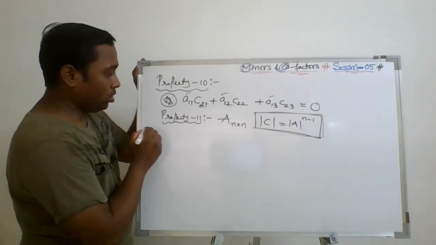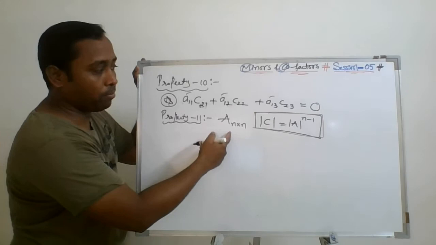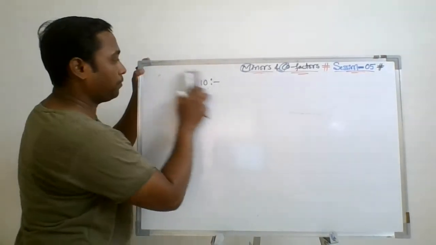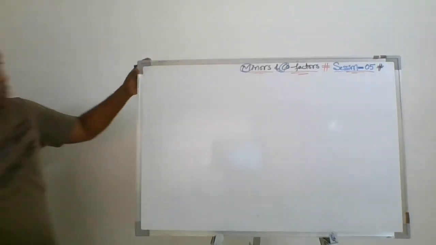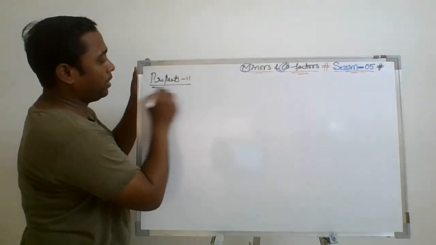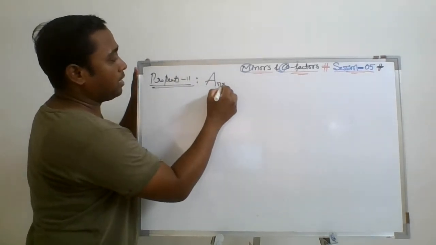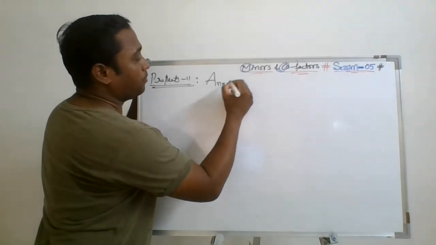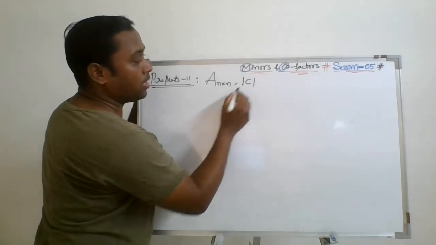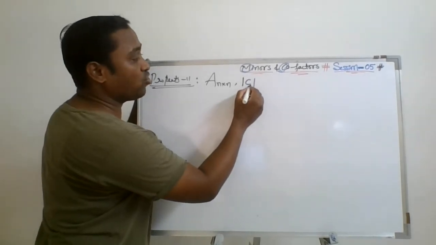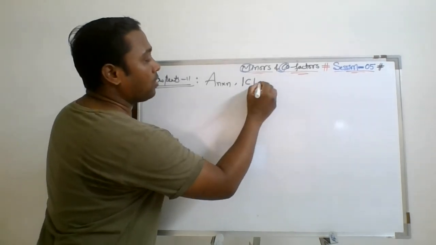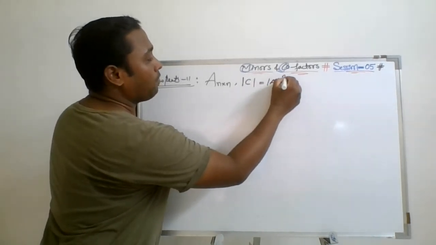See, the question is given based on this property number 11. I am writing property number 11 again simply. If A is a square matrix of order n, then the determinant of the cofactor matrix, C stands for the cofactor matrix, that is Cij we can say, is equal to det A to the power of n minus 1.